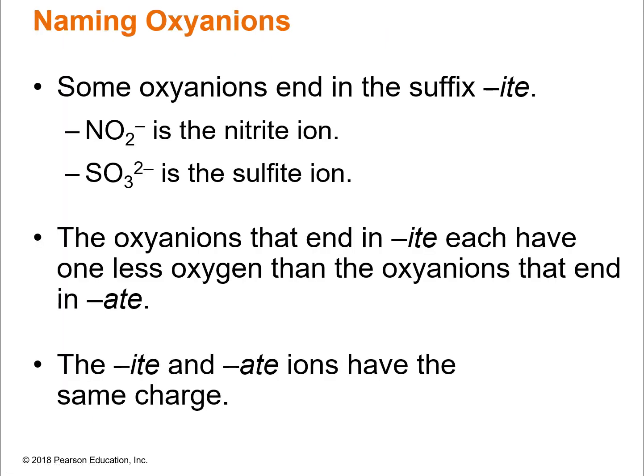Let's talk about the naming of these oxyanions. So I mentioned that some of them have the ATE at the end. Others have ITE. So we've got the nitrite and the sulfite. Well, NO3 minus was nitrate.